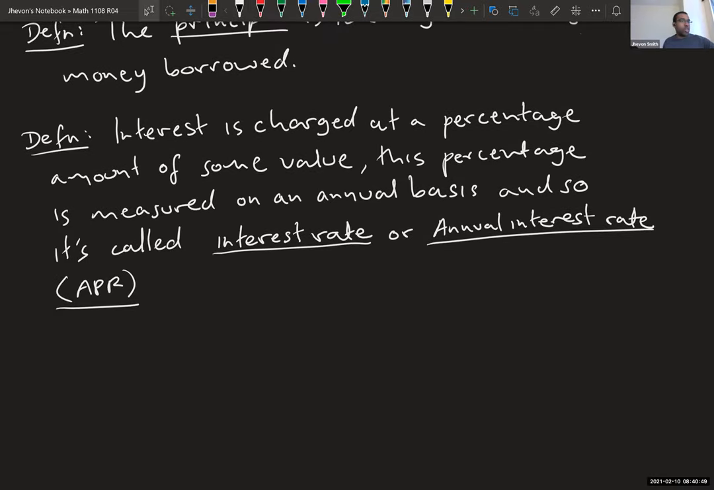You'll notice when you try to go for applying for a credit card or a loan or something like that, they'll say, oh, 3% APR or something like that. And this is what they mean. They're talking about a percentage that they're charging you over a year. Okay.